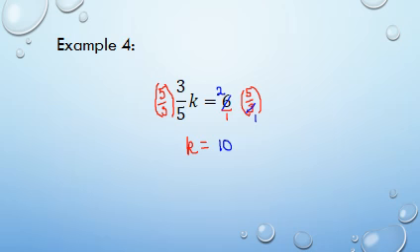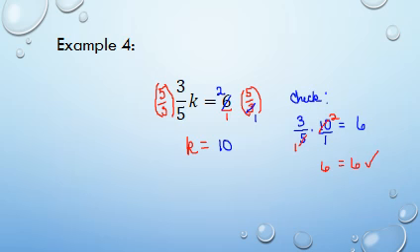So then the last thing that we do is we must check to make sure that this answer is correct. So we have 3/5 times 10, and we want to see, does that equal 6? I'm going to go ahead and change that to 10/1. And then I'm going to simplify the 10 and the 5. I can divide both of those by 5. 5 divided by 5 gives me 1, and 10 divided by 5 gives me 2. Multiply straight across, and that gives us 6, which equals 6, so it does work out, and k does equal 10.